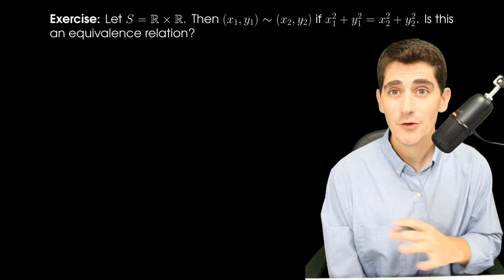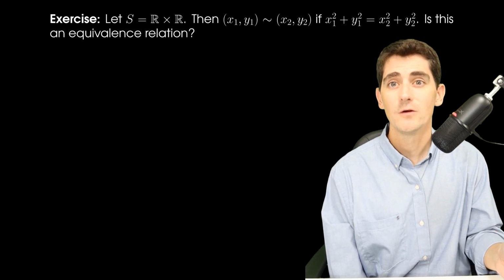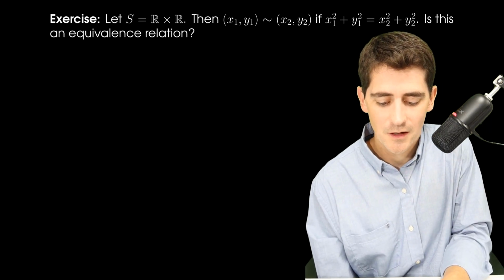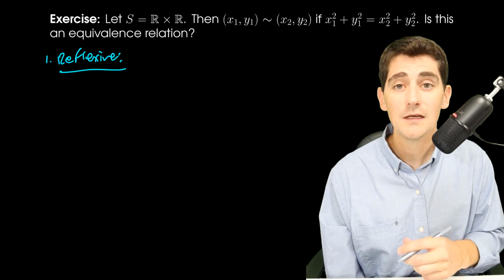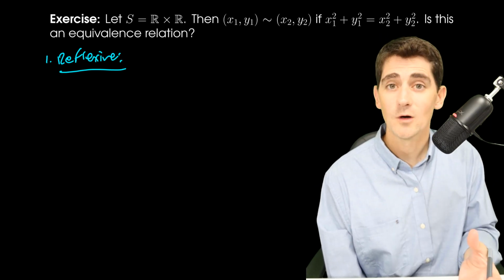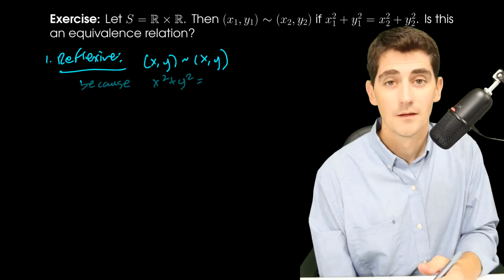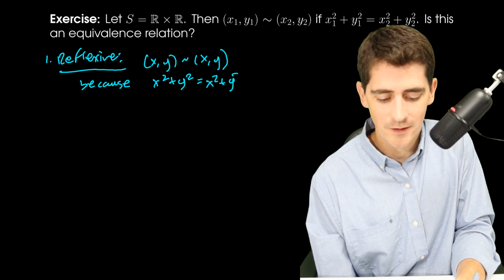All right, so we're throwing in a new context. We have a new definition of equals here. We have to show these three things: reflexive, symmetric, and transitive. All right, so let's try. First, let's look at the reflexive property. All we need is that (x, y) squiggles itself. And indeed it does, because x squared plus y squared equals x squared plus y squared.